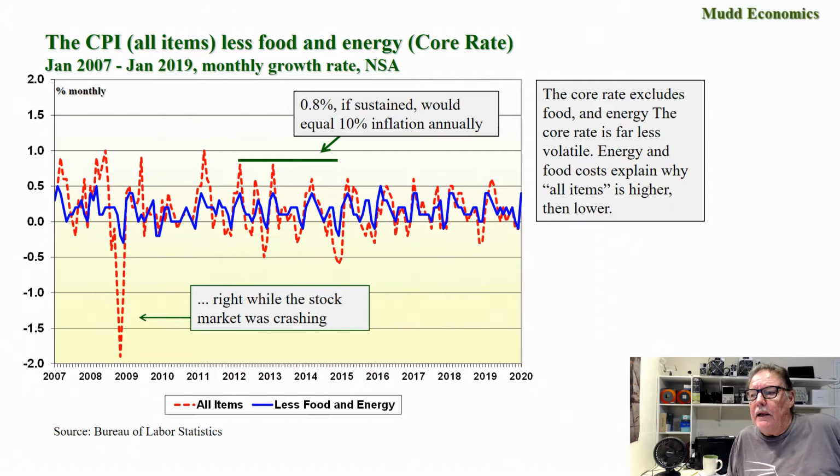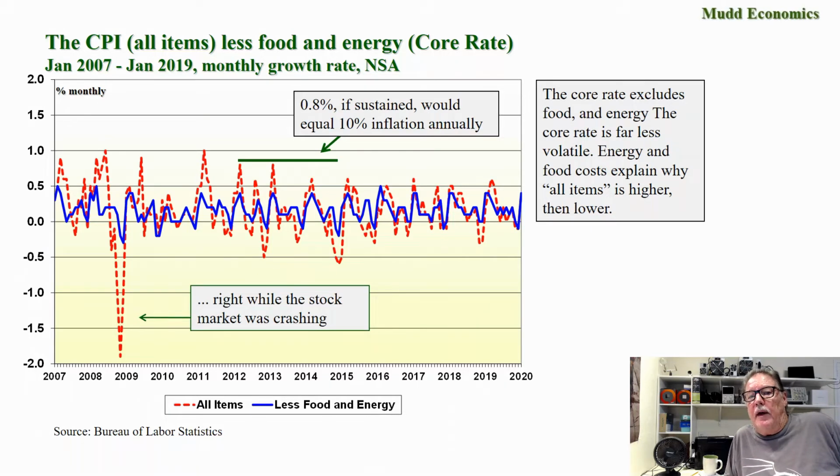So the red line here, once again looking at the percent of monthly change, and this is not annualized, represents the all items rate, and as you can see, it's bouncing around quite a bit. And again, we see that downturn right around late 2008, just before 2009, when the stock market was crashing. That shows the all items decline, but you'll notice less food and energy, although it declined and was negative, was not nearly so severe.